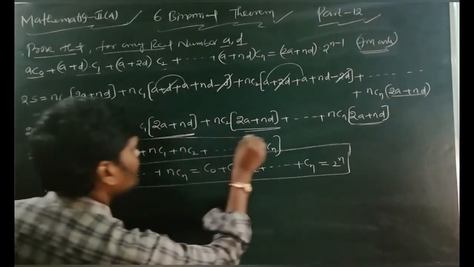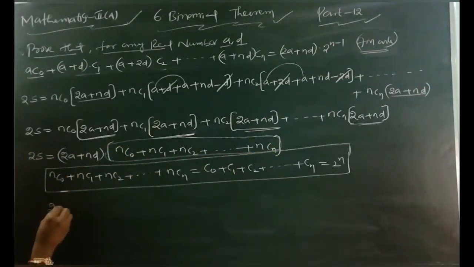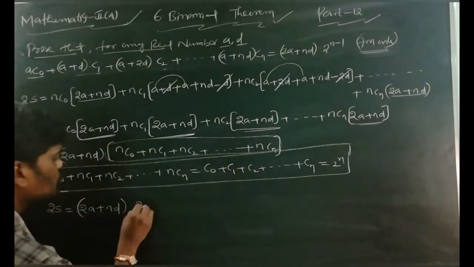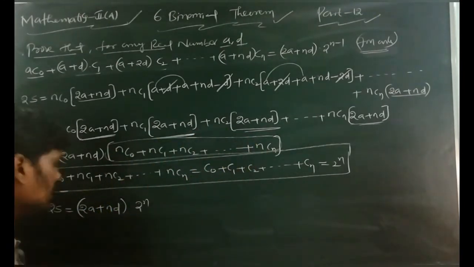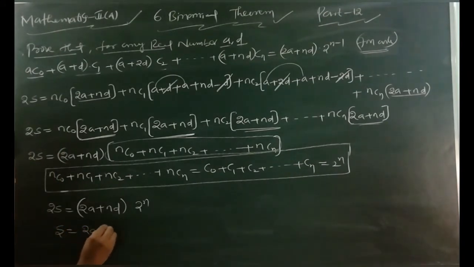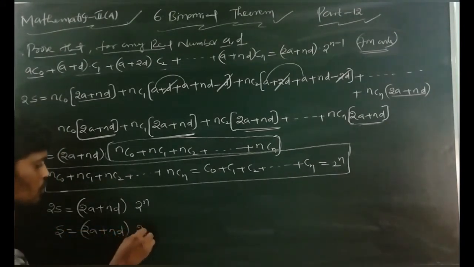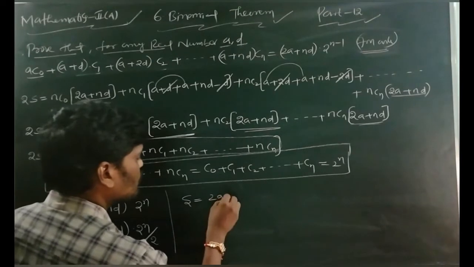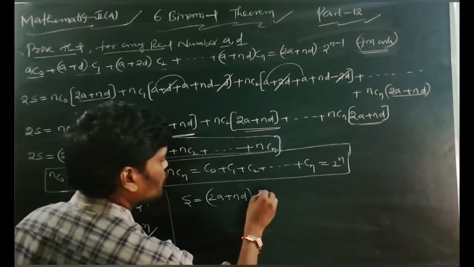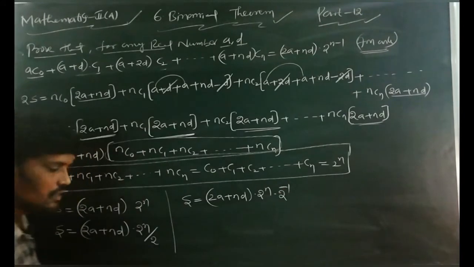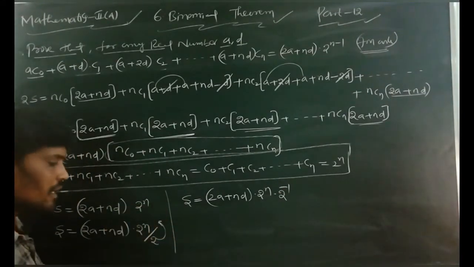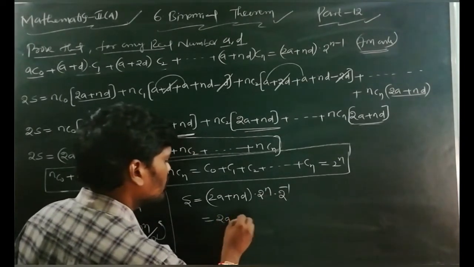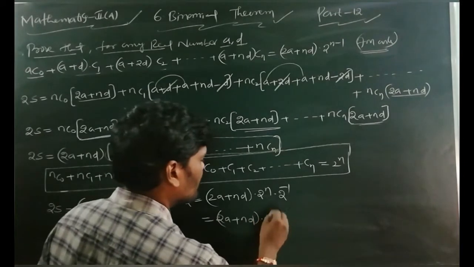You can write in this place 2S is equal to (2a plus nd) into 2 power n. You can find the S value. S is equal to (2a plus nd) into 2 power n by 2, nothing but S is equal to (2a plus nd) into 2 power n into 2 power minus 1. Here the denominator goes to the numerator, here the power is 1, so the power sign is changed. The bases are equal, so adding the powers: (2a plus nd) into 2 power n minus 1.